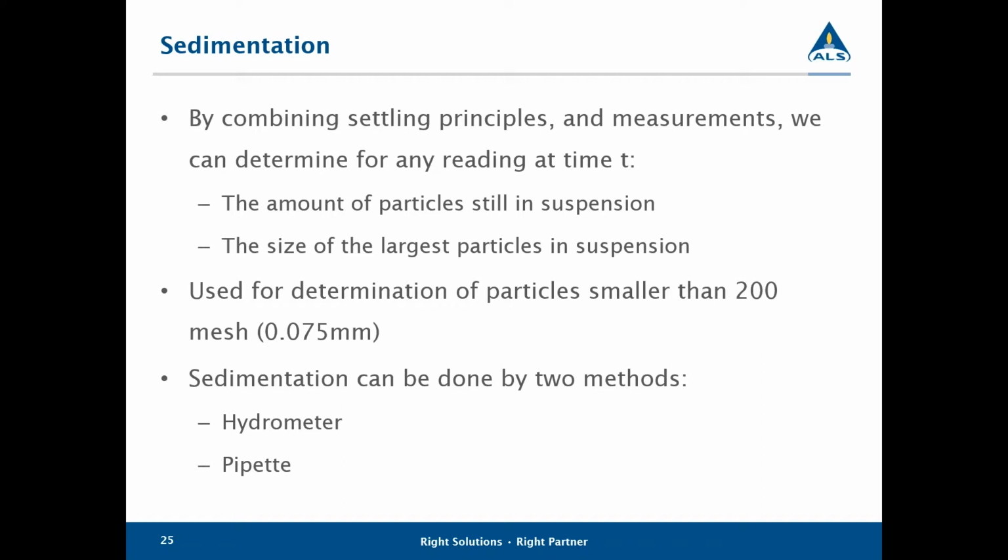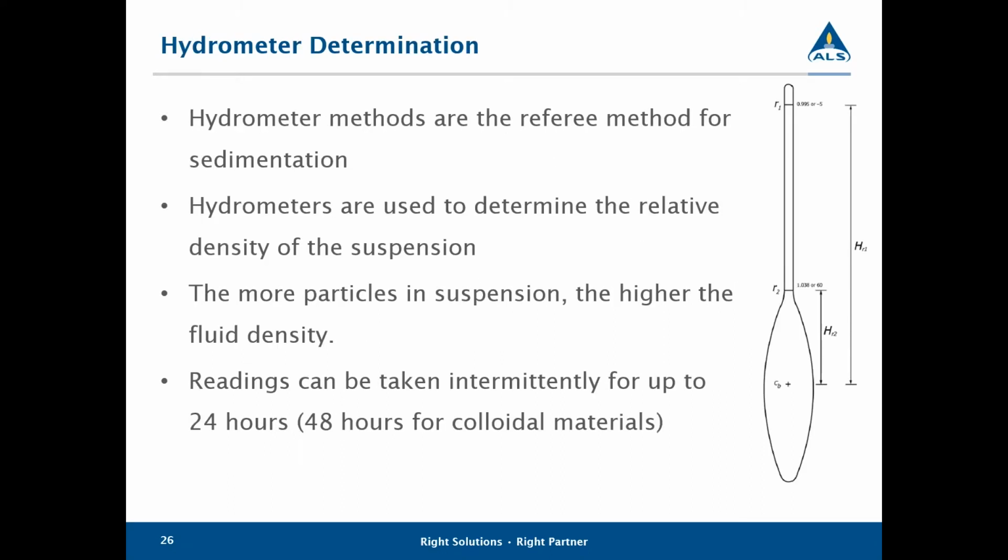The first method that we're going to be looking at is the hydrometer method. The hydrometer method for sedimentation is the referee method. The way it works is that it's based off the relative density of the suspension. As the hydrometer is put into the graduated cylinder or the sedimentation cylinder, based on the density of the material, the hydrometer will either sink further down or float higher up. By the actual height of the hydrometer, we can measure the density of the solution. Based on the time, the temperature, and the reading, we can then determine how much material is still in suspension, as well as the particle size of that material.